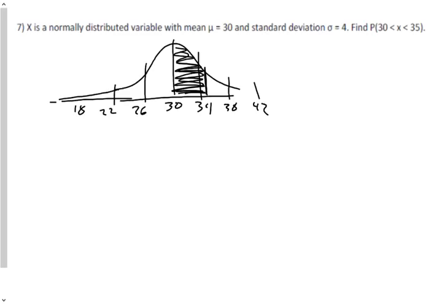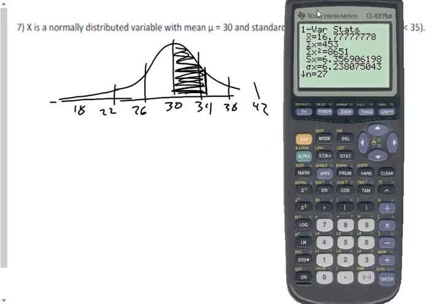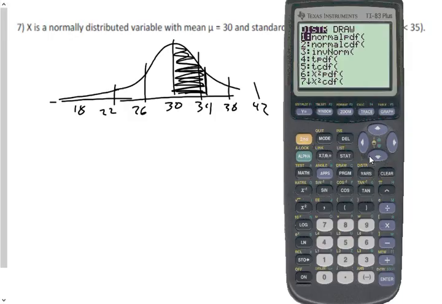Our calculator is set up to actually do this for you with relative ease. We've actually already done it. We're going to go to distribution right here. So second vars, and we want normal CDF. And the numbers we type in are the mean, the standard deviation, the lower boundary, and the upper boundary.